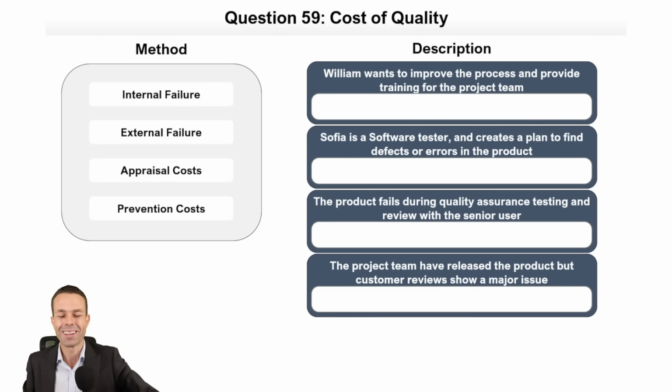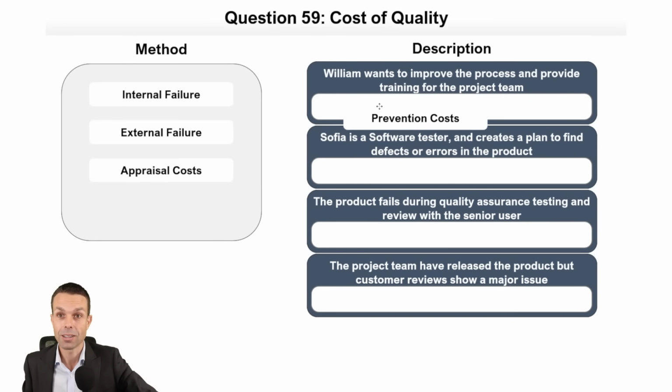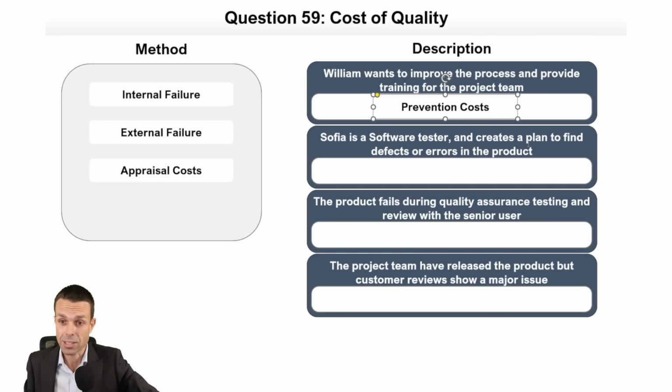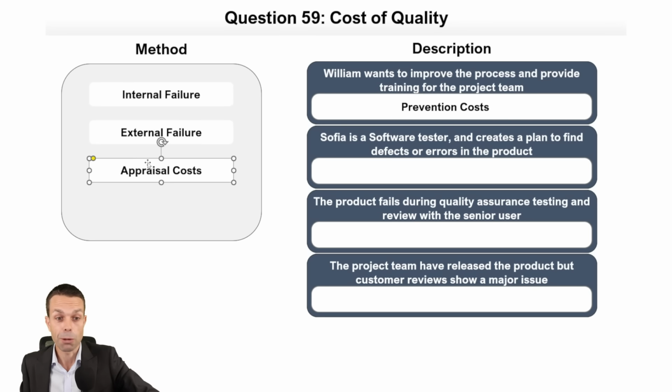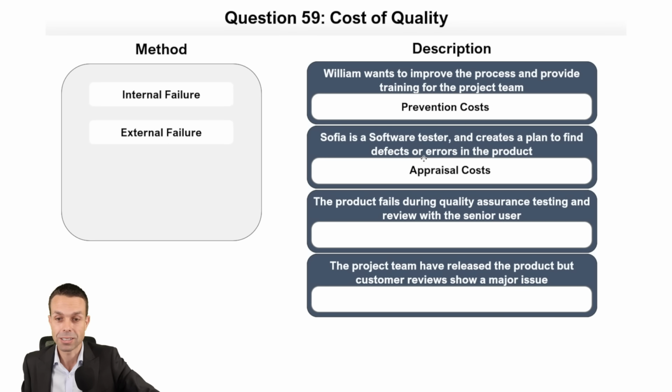What have we got? Oh, and also, I love this stuff, the cost of quality. Internal failure, external failure. William wants to improve the process and provide training for the whole project team. William is preventing a quality issue from happening. Sophia is a software tester and creates a plan to find defects or errors in the product. She is appraising that product. She's checking it out. Quality assurance. That's the cost of assurance.